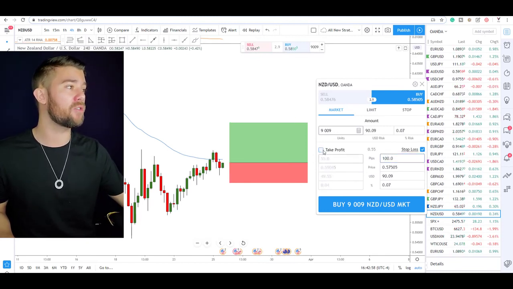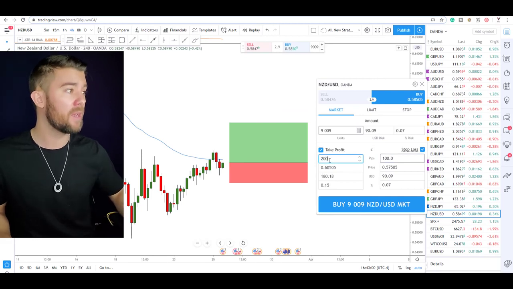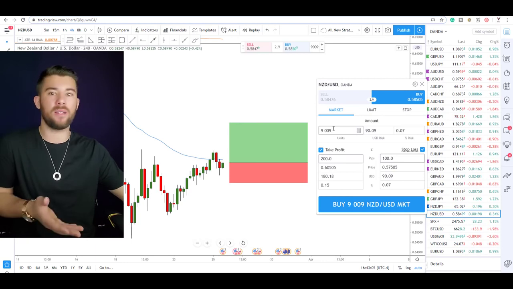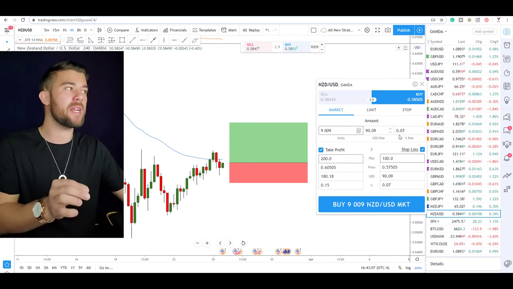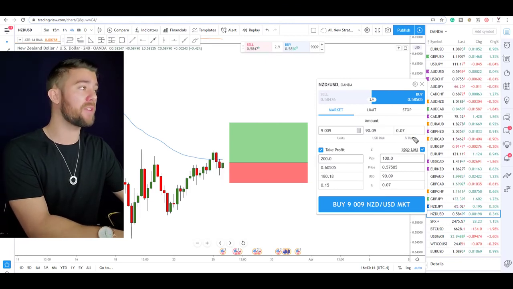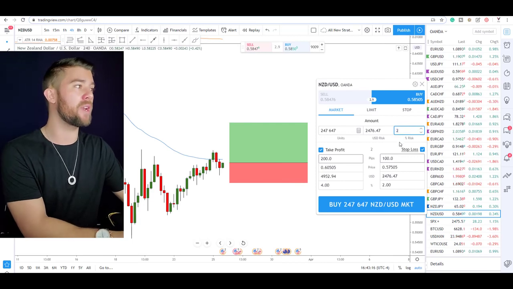I know my target's at 200 pips, around a 2-to-1 risk reward. With this being the case, my units are completely irrelevant for me, and this is the reason. I'm trading based on a certain risk of my account with every position that I take. The risk for me is between 1% and 2%.